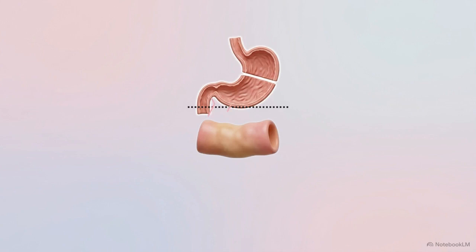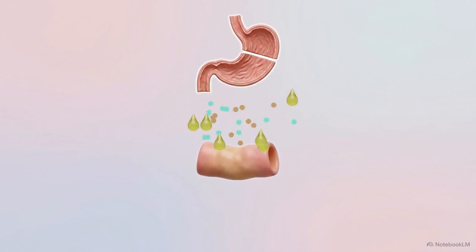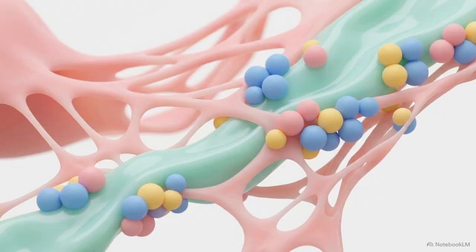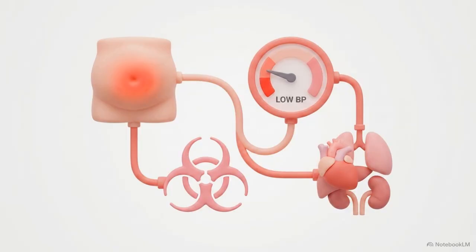normally. However, poor blood supply or excess tension can cause the suture line to fail. This anastomotic leak is the most feared early complication. When gastric contents escape the GI tract, they flood the peritoneal cavity. This triggers generalized peritonitis, rapidly progressing to sepsis, shock, and multi-organ failure.